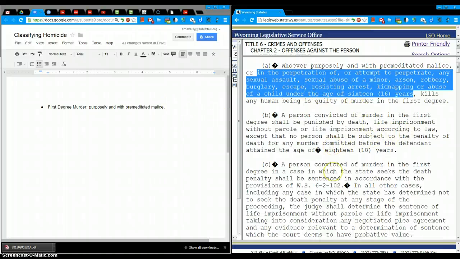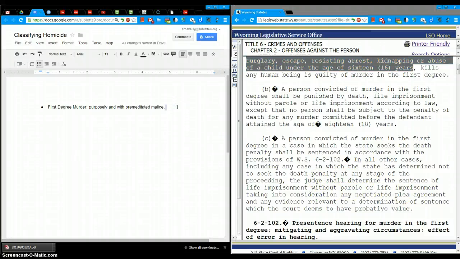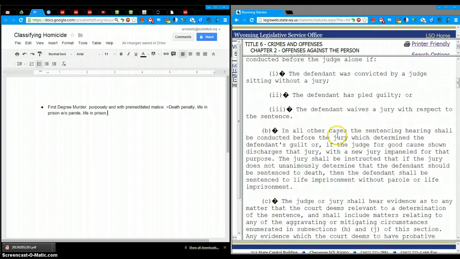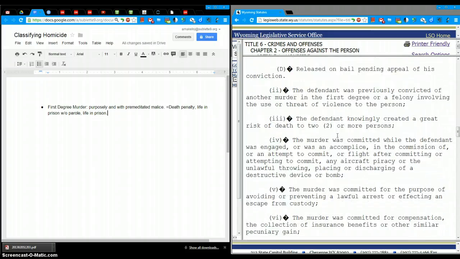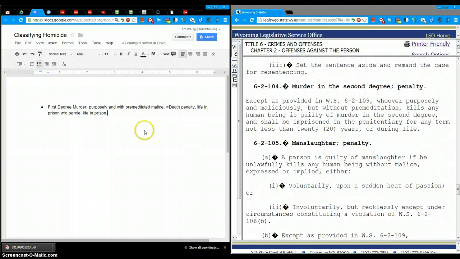The biggest thing is that there's 3 sentences here. So if, let's say I define that, the 3 possible sentences are death penalty, life in prison without parole, or life in prison. Okay. And then our next ones are going to start after all this stuff about the death penalty and how that process works. Okay, so then our next one would be second degree murder.